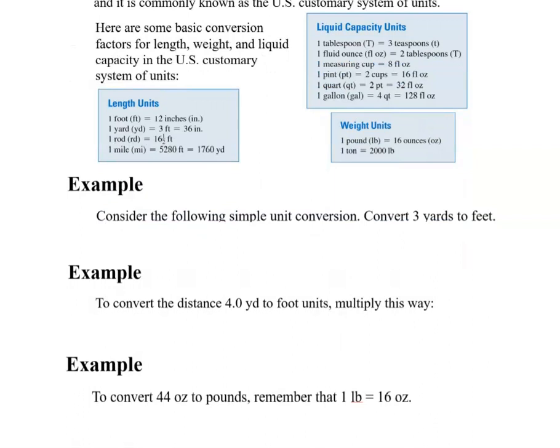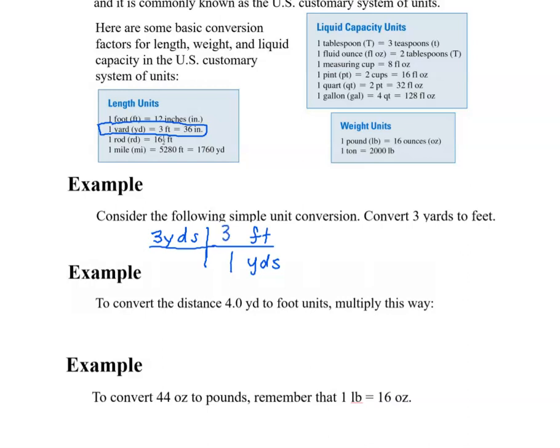Convert 3 yards to feet. So when we start out with this, we're going to start out with 3 yards. But what we want is some statement that has yards and feet in it. And whenever I look up here at my table, okay, I know that 1 yard has 3 feet, so I can put the 1 at the bottom, the 3 at the top, and the reason I want the yards to be at the bottom is because I know that my answer is feet, and so I want my yards to cancel out. 3 times 3 would give me 9 feet over 1, and when we divide by 1, it doesn't do anything to the number.